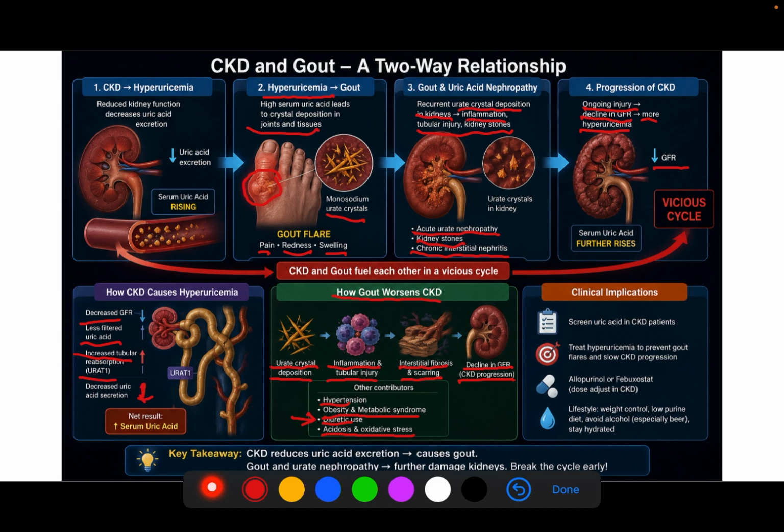So we have to screen uric acid in patients with CKD, and we have to treat hyperuricemia early to prevent gout flare-ups and slow CKD progression as well. The takeaway is that CKD reduces uric acid excretion, causing gout, and gout and urate nephropathy further damage the kidney. So we have to break the cycle early so that we prevent our joints and kidneys from damage.